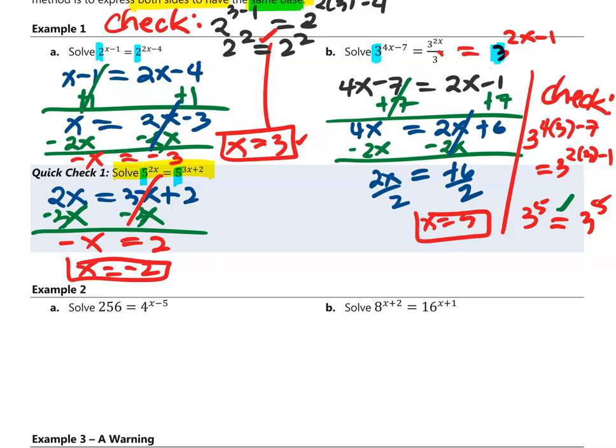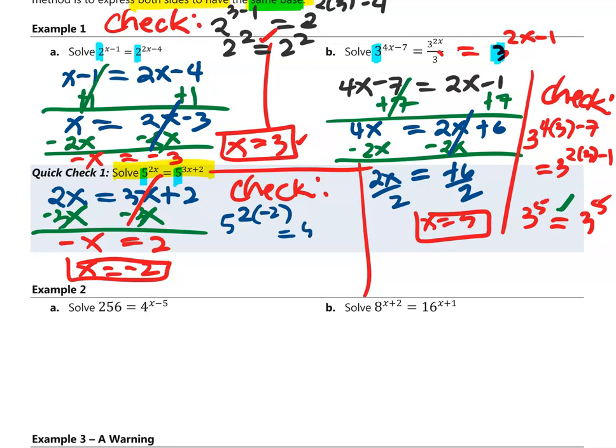And if we check that, 5 raised to 2 times negative 2, is that equal to 5 raised to 3 times negative 2 plus 2? 2 times negative 2 is, yes, negative 4. 3 times negative 2 is negative 6, plus 2 is also negative 4. So yes, x equals negative 2 is correct.